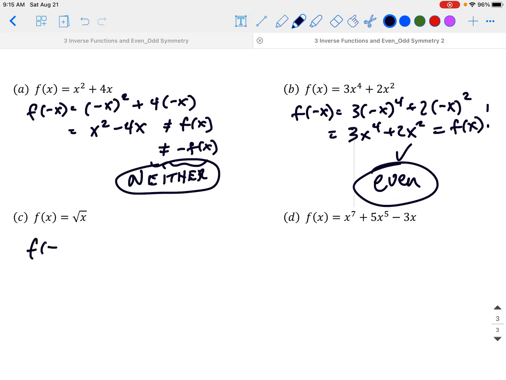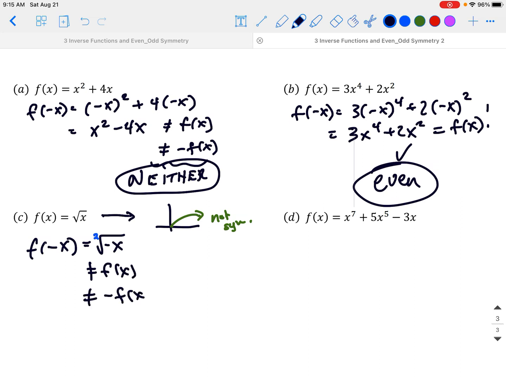For C, again, we're going to do the same check, but we'll just note we already know what this function looks like. If it's a known function, you might picture the graph in your head and say, that is not symmetric about an axis or the origin. So this should not be. If we have the square root of negative x, because it's an even root, we cannot take that negative x out. It's just stuck there. So that will not equal our original function, and it will also not equal the opposite of our original function, which is negative radical x. In other words, the negative cannot be taken out of an even square root.